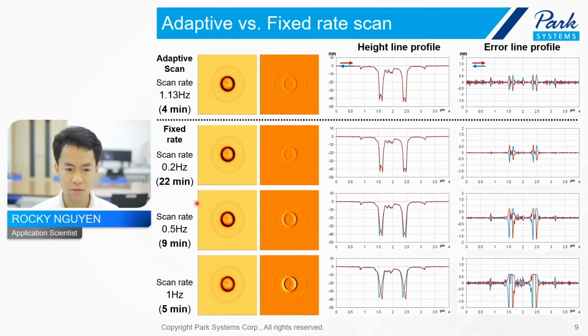And you may need to increase the scan rate to reduce the time. However, when we increase the fixed scan rate, the tracking performance is very poor. And you can see for the example at 0.5 Hz or 1 Hz, the total scanning time is roughly similar to adaptive scan, but the quality is not really good.